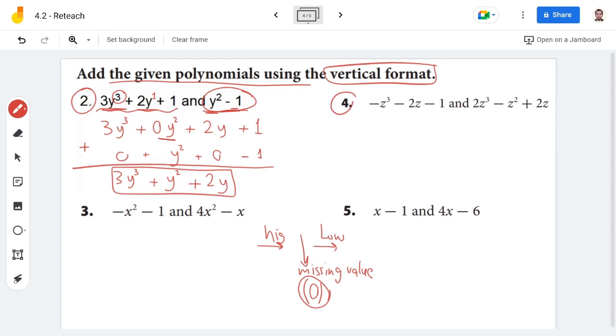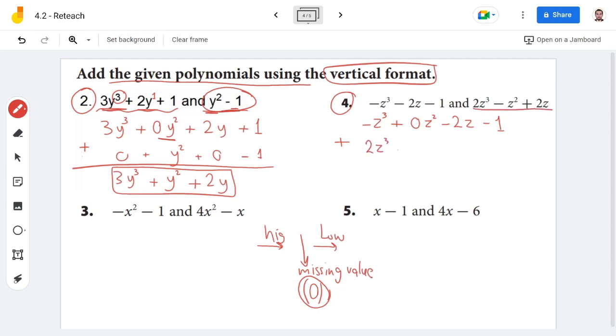Okay, look at question number 4. Maybe it will be more clear. Now let's rewrite the question. Do we have any missing terms? Yes, this is z to the power of 3 and z to the power of 1. So where is z to the power of 2? It's not here, so I have to replace z to the power of 2 with 0. Now let's do it here. Negative z to the power of 3 plus 0 z to the power of 2 minus 2z minus 1. So what plus? Put the second equation now.